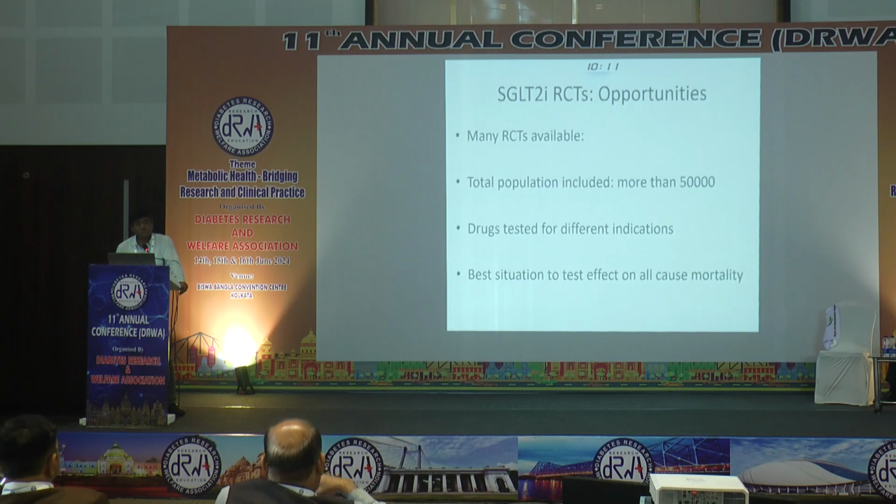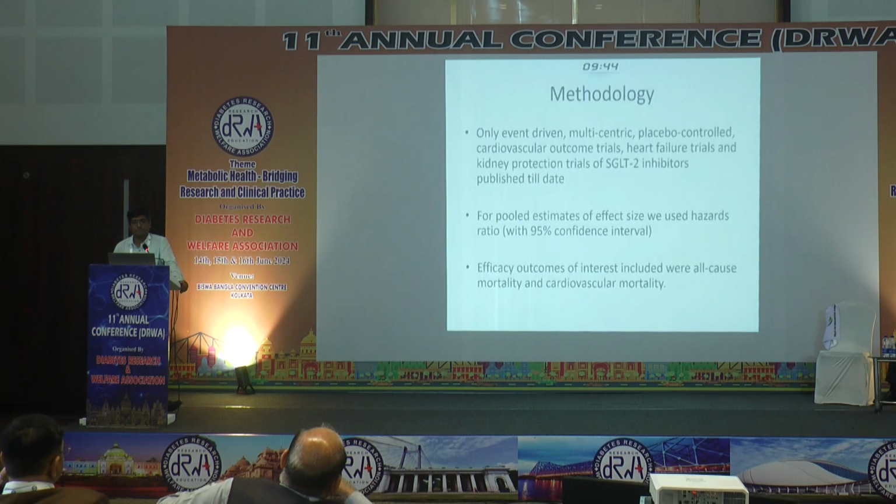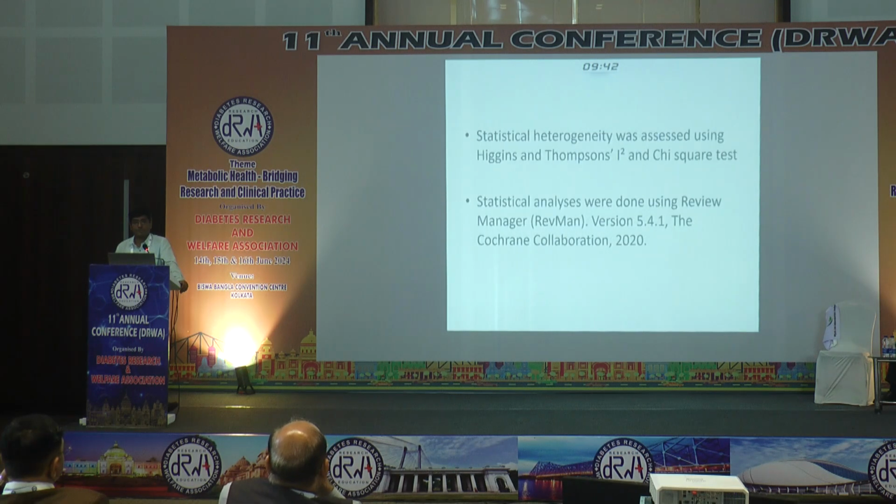And because, unlike a lot of other drugs, you have so many RCTs and you're looking at a population of more than 50,000 people. For any other drug, do you have so much evidence? And the drugs have been tested for various indications. Maybe one is a renal outcome trial, one is a heart failure trial, one is a cardiovascular outcome trial. So you've got a mix of people, so that you actually get an understanding of what's happening in terms of events and deaths. So I'm going to skip the methodology.